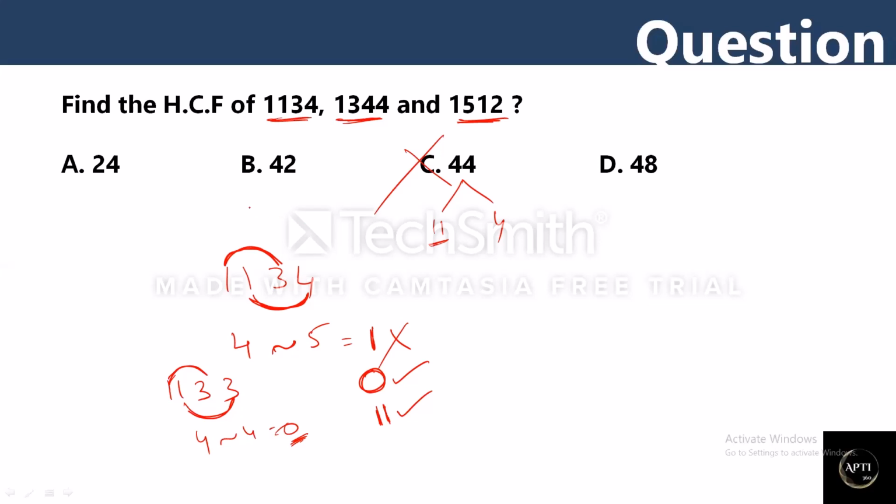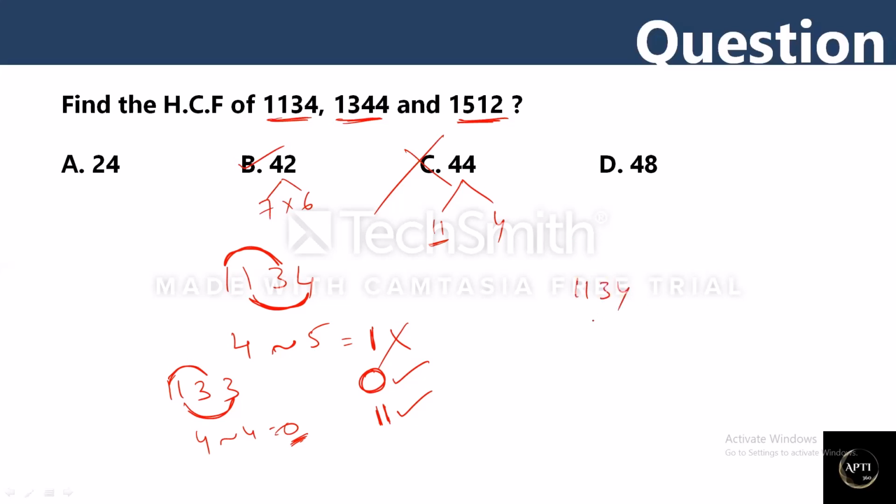Next, let's consider 42 or 24. It's completely your wish which value you want to check. Let's consider 42. For the divisibility rule of 42, we can take it as 7 times 6. Now we'll cross check with 7. What is the divisibility rule of 7?